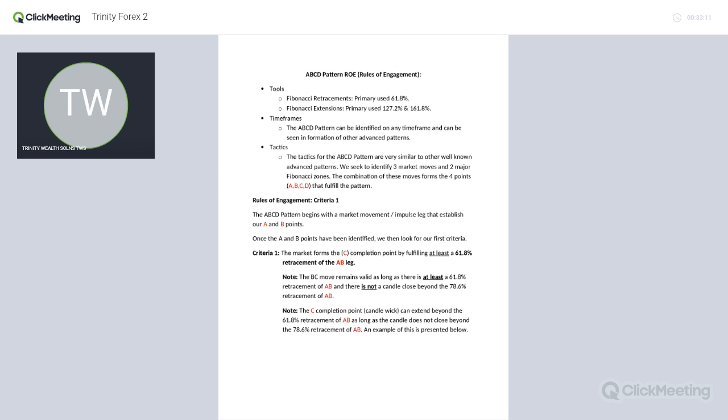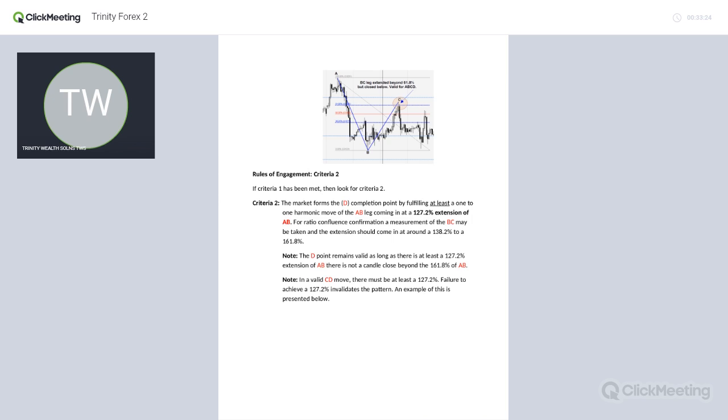78.6%. So the C completion point candle wick can extend beyond the 61.8% retracement of AB as long as the candle does not close beyond the 78.6% retracement of AB. And we have an example here.